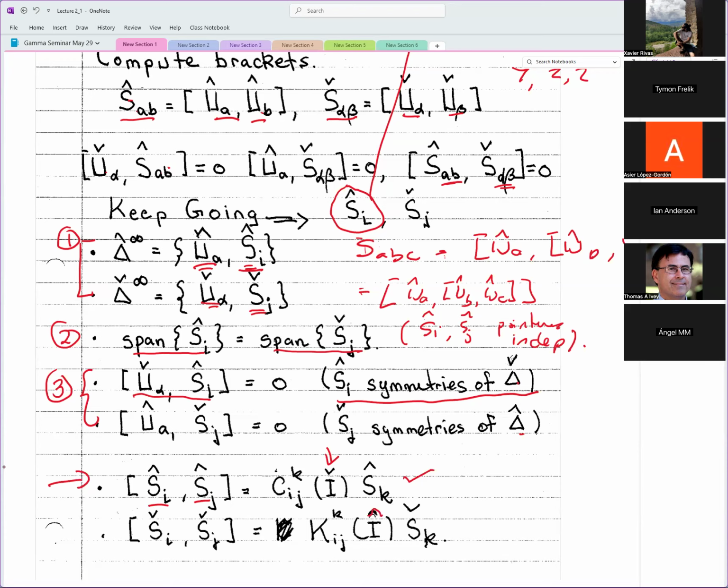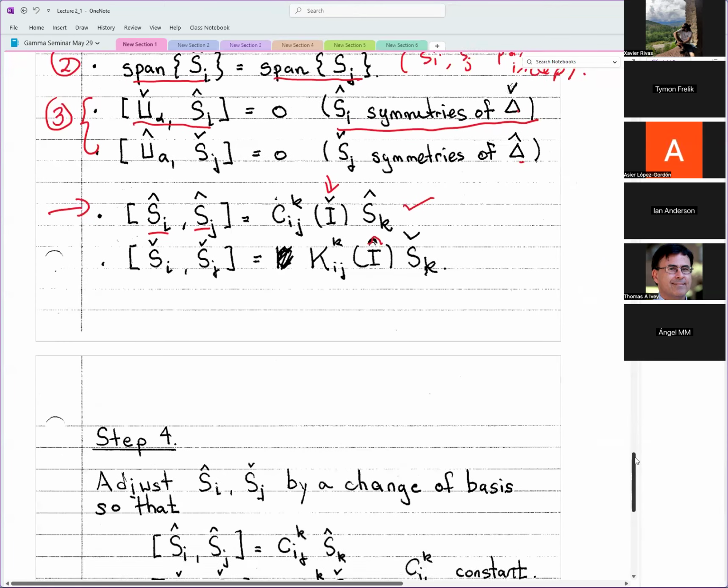So I want to just stress what we've been doing. What we've been doing is simply trading off properties of, we have two distributions, hat and check, and we've been bracketing vector fields in here with vector fields in here, and we just keep trading off, passing back and forward the interaction between the two sets of vector fields, the two distributions we've got.